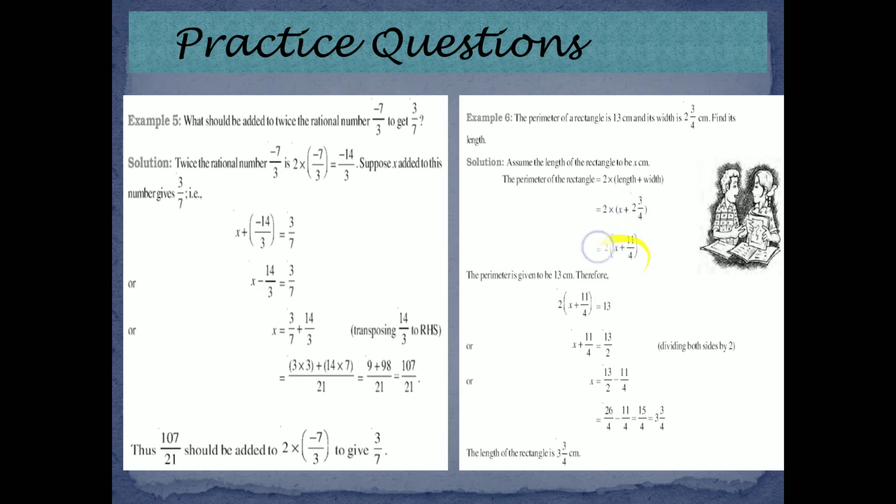Now I have got the right hand side part, but what about the left hand side? It is already given as 13 centimeters. We need to put it equal to each other. Once we do that and solve for x, we get the length of the rectangle as 3 by 4 in mixed fraction, or 15 by 4 as a general rational number. Okay, let's move on to the next.